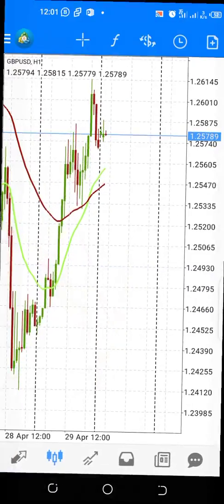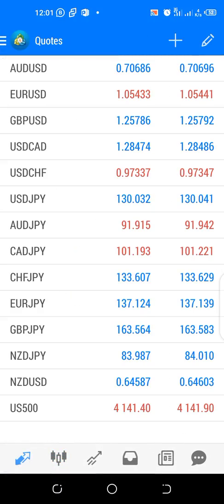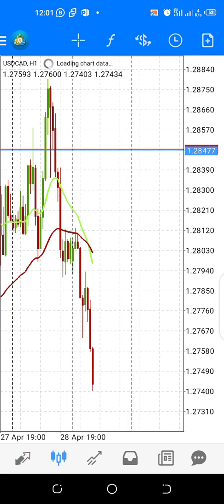So moving on to the next one, let's go with USD CAD. USD CAD, yeah, I was in this trade and I left. So let's check out what happened last week. Whoa, there's a very nice bullish trade right there.